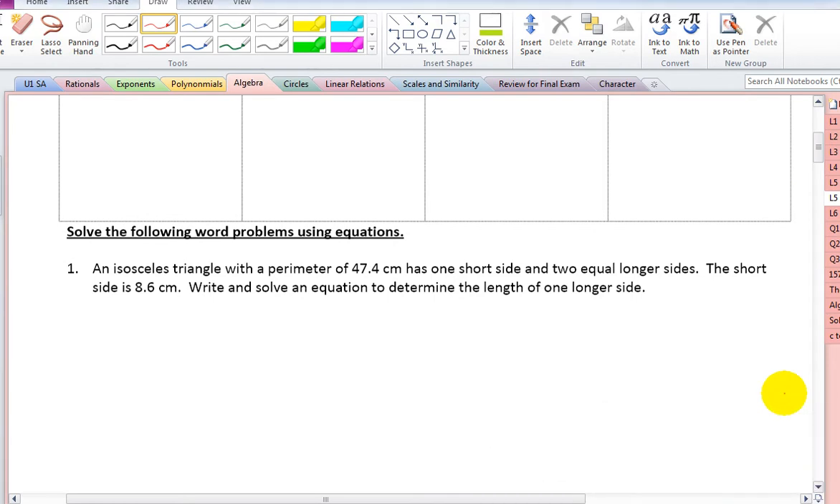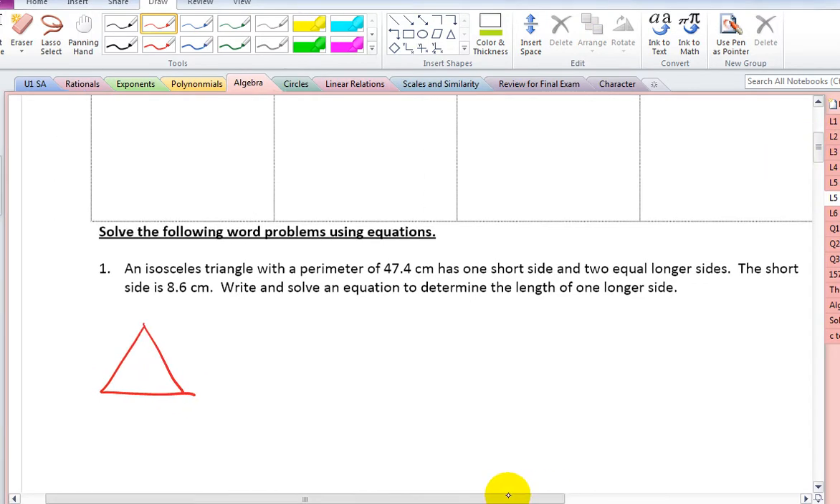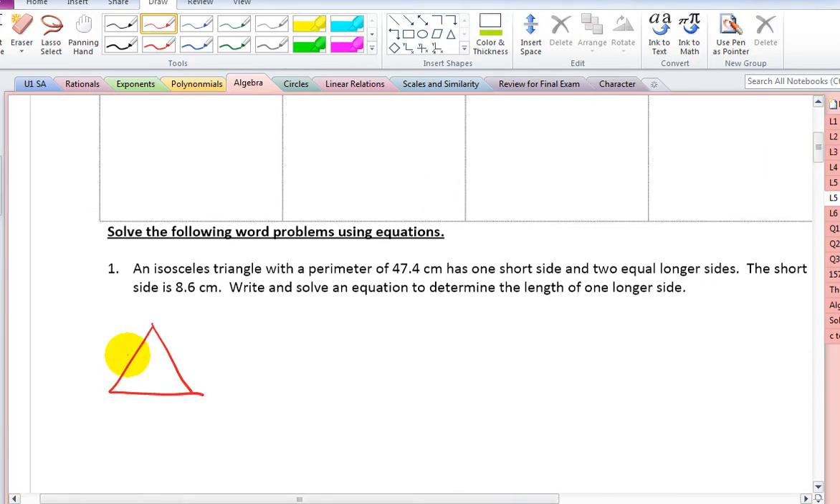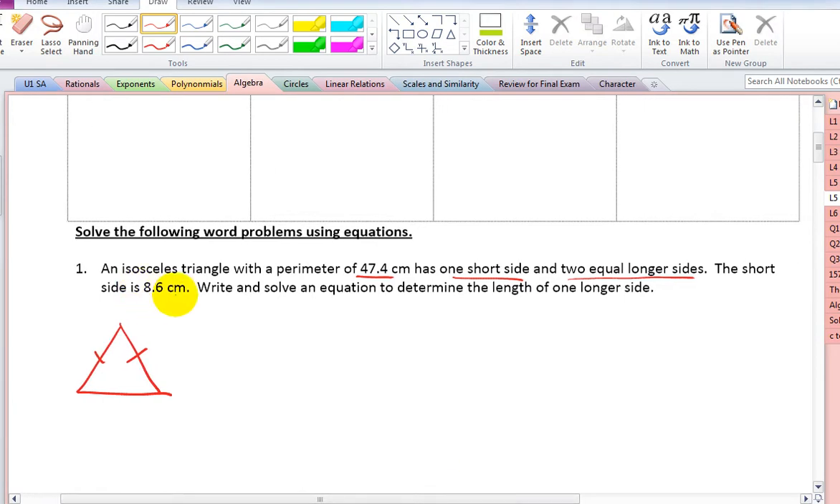So first thing we're going to look at is perimeter. For a triangle, how many sides do you have? Three. So please add 3 sides. Now an isosceles triangle has 2 equal slant sides. So we mark that with a line. Those sides are equal now. So the perimeter is 47.4. It has 1 short side, 2 equal longer sides. The small short side is 8.6. So we can write that down there.